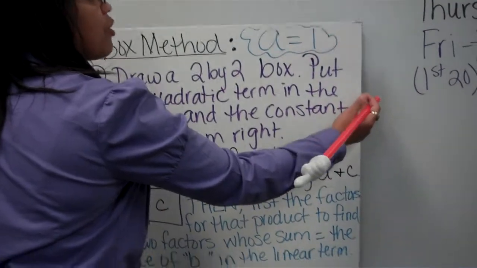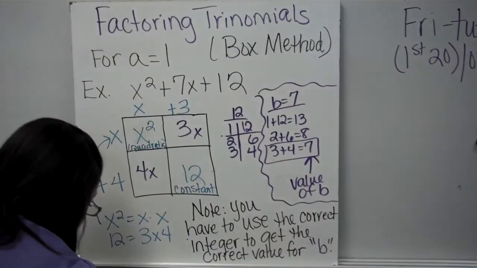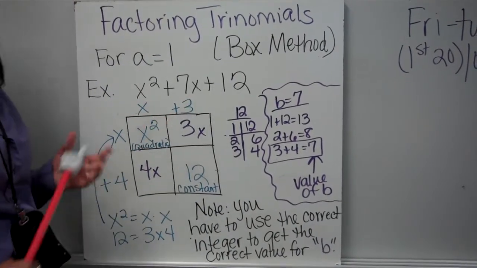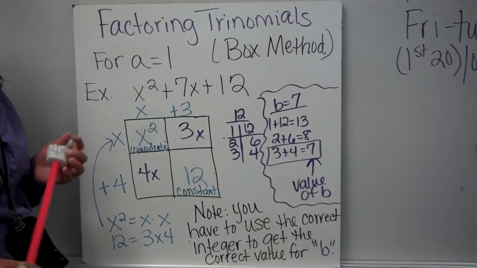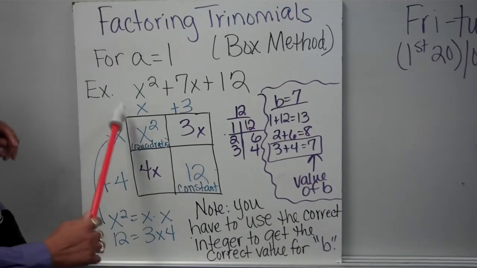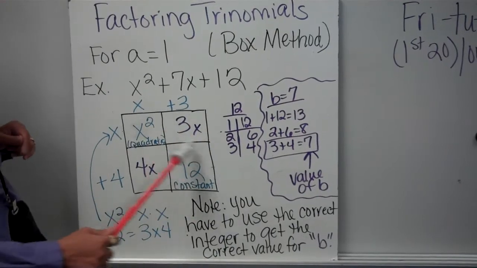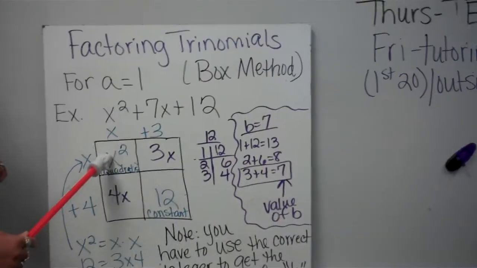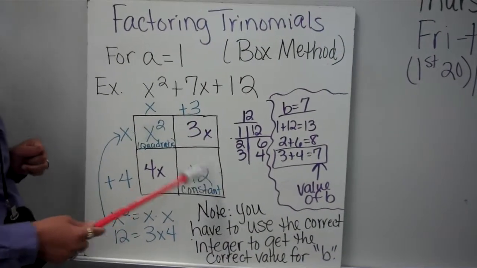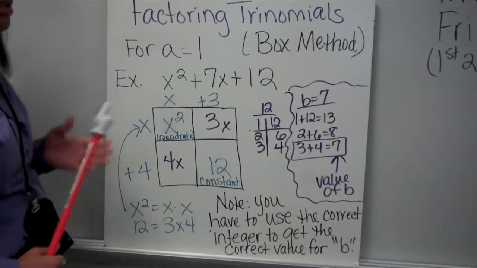Alright, so we're going to try an example. Here's a trinomial, x squared plus 7x plus 12, which is on the sheet you were given before you left for spring break. The first thing you want to do is draw your 2 by 2 box. I drew my box, and I put the quadratic in the top left square, and I put the constant in the bottom right square. This is the quadratic, this is the constant.